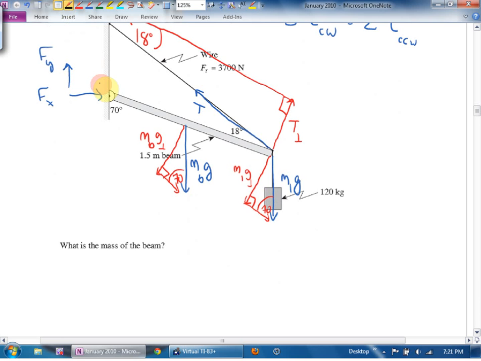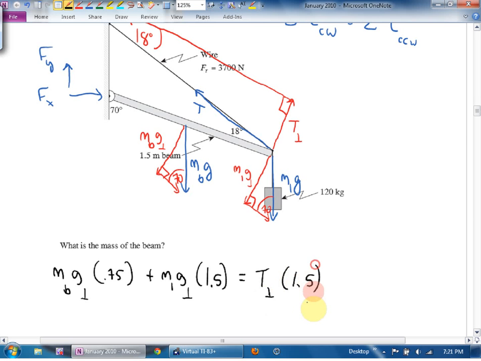And so really my equation's going to look like this. Clockwise in this direction, the mass of the beam g perpendicular times its distance from the pivot. Oh, the beam is 1.5 meters long, so where will the mass of the beam go? Center of mass. What's half of 1.5 meters? I think 0.75 meters, is that right? I think. Plus, this is also a clockwise pivot. Mass 1g perpendicular times its distance from the pivot equals tension perpendicular times its distance from the pivot. What are we trying to find? That bad boy.